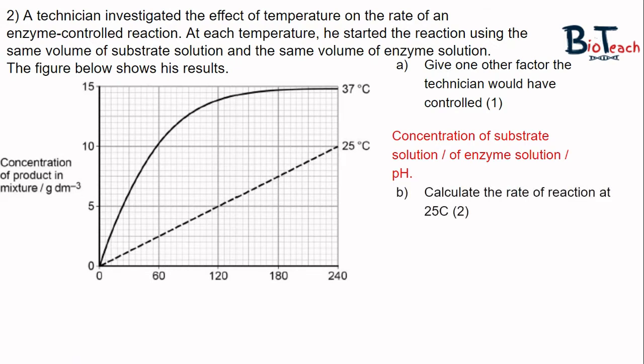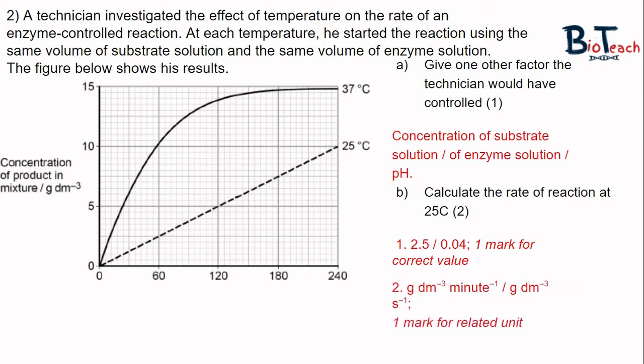So for part B, they ask you to calculate the rate of reaction at 25 degrees C. So you're looking at change in X and change in Y. And the answer that you should have got for this is 2.5. And then the 2nd mark is given to the unit. So it should be grams per decimeter cubed for that one.